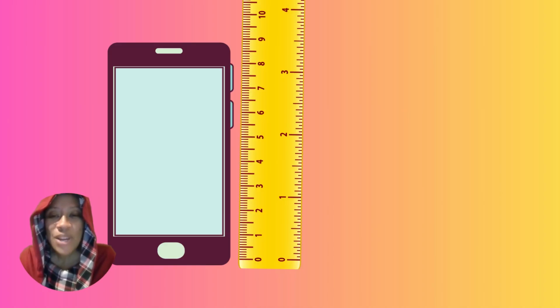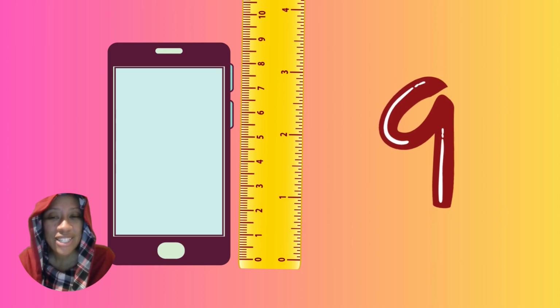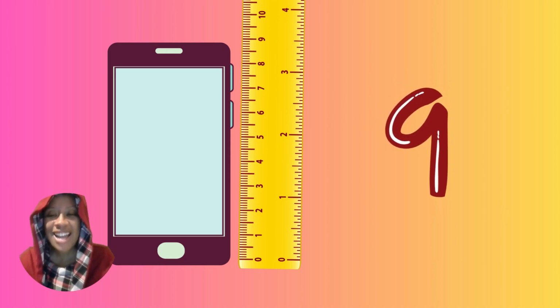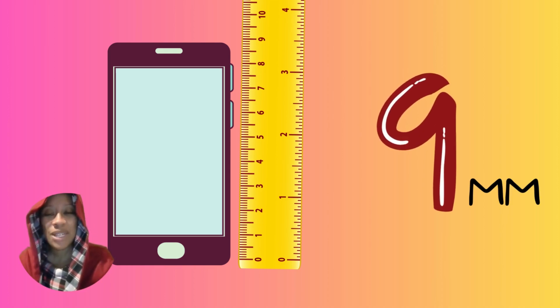All right, now we have this cell phone. Okay, it starts at the 0. And what number does it end at? 9. That's correct. And is it millimeters or centimeters? 9 millimeters. So this phone measures 9 millimeters.